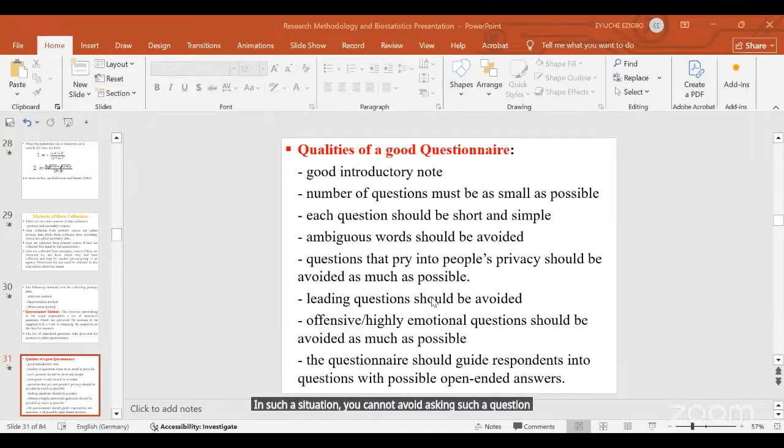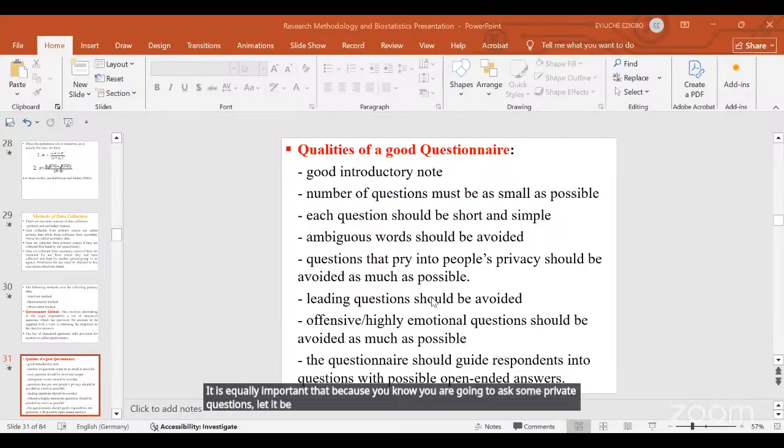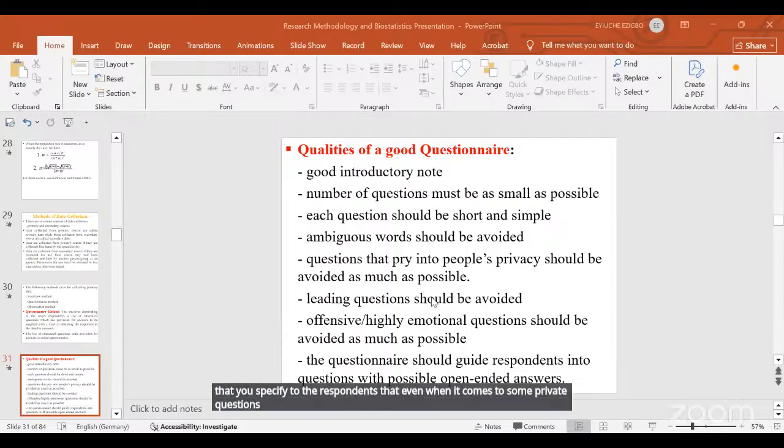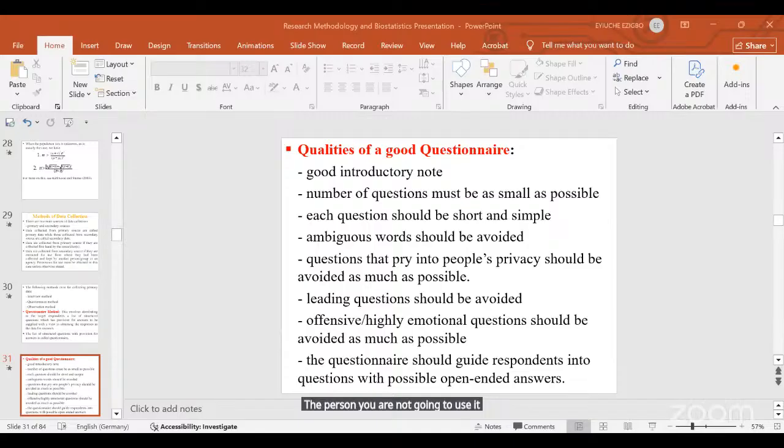But as you are asking such a question, because you know you are going to ask some private questions, let it be part of the introductory notes that you specify to the respondent that even when it comes to some private questions, you are not going to use the answers for any other thing. And how do you ensure someone that he is not going to be located by responding to private questions?